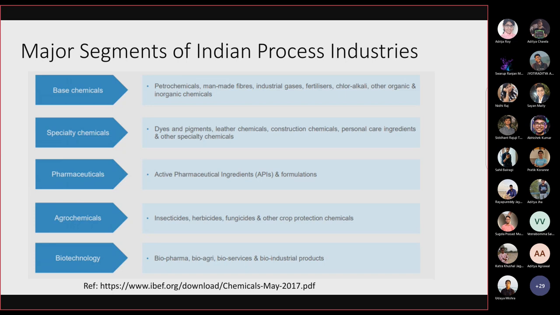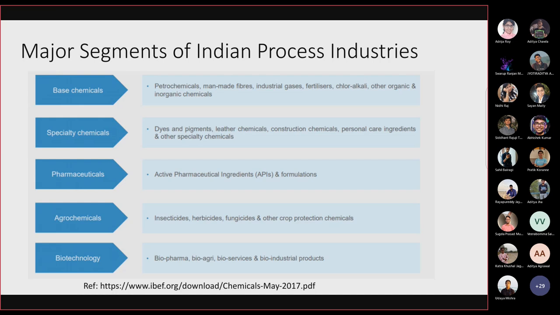Of these, base chemicals are the major share of Indian process industries. So that's why in this course we wanted to highlight more of base chemicals, because that is the major industry, where the major revenue or percentage comes from. So we wanted to teach more of base chemicals production in this course.